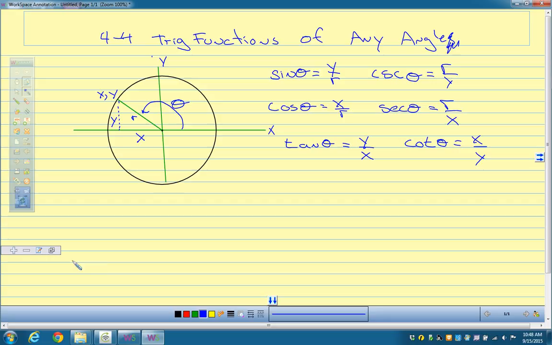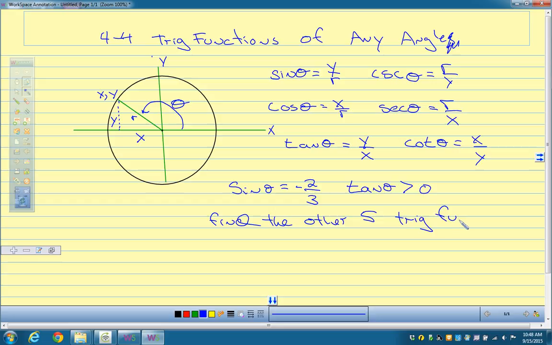So sometimes they'll give you a problem like this. Sine of theta equals negative 2/3. This is where I messed up in the last class. Tangent of theta is greater than 0, and they say find the other 5 trig functions. Okay? You ready to do that?